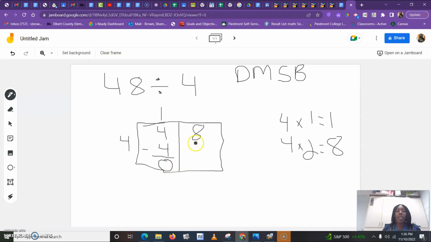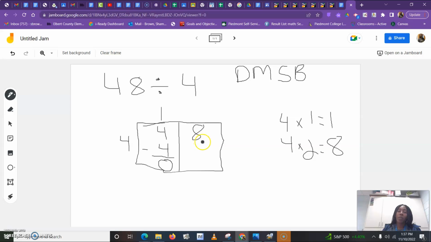So I don't have anything to bring down and around, which will be my next step, because I got 0 here. So I'm staying with just an 8. So I have 8 ones. I'm doing 8 divided by 4.